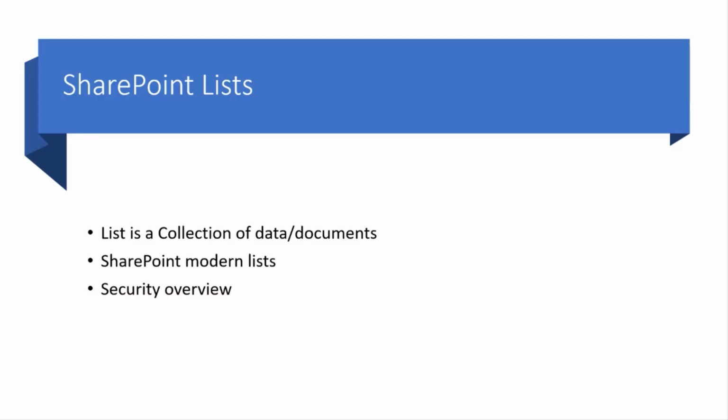And as I mentioned, a list is a collection of data. There are two types of content in SharePoint. One is called documents. Documents could be an Office file, a PDF file, or a video file. And the collection of data is just like the tabular data which you have.